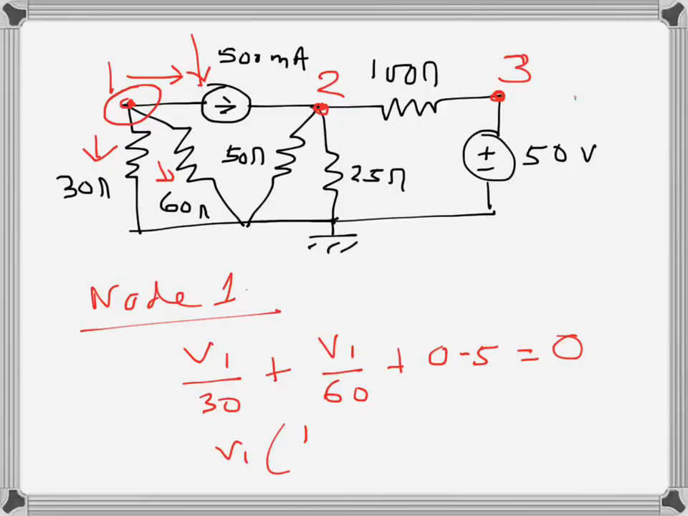So basically if we do it, 1 over 60 and then this one is minus 0.5, we can solve this equation right away as there is only one unknown. The V2 doesn't arise in the equation because the current is already given in this direction. We don't have to write V1 minus V2 over the resistance.